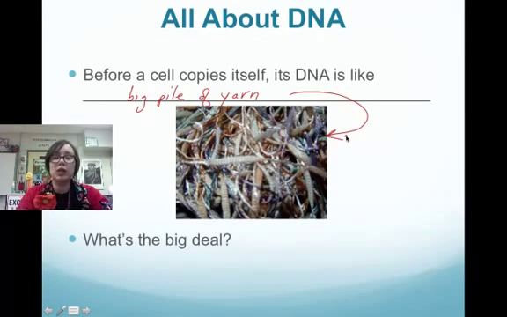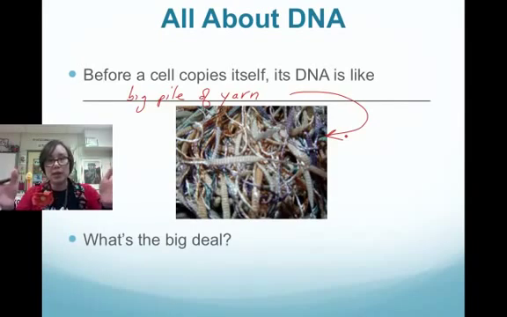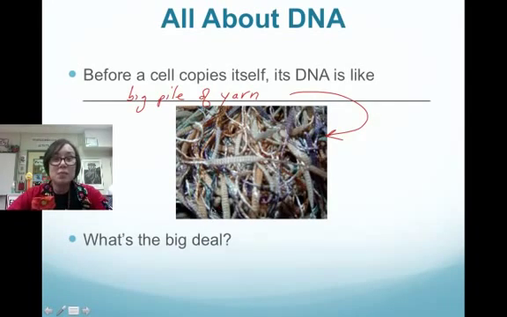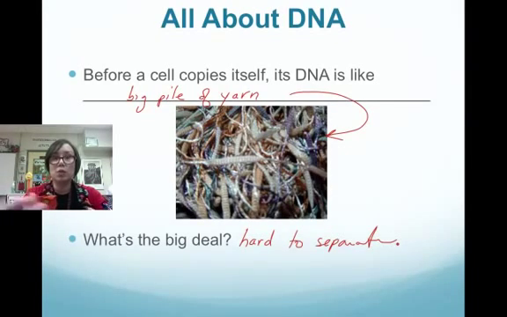Now the problem with this is that if the cell needs to divide, it has to be able to precisely or exactly separate the DNA so we know exactly how much DNA is going to one cell and how much is going to the other. So what's the big deal, or what's the problem with having a big pile of yarn? It's hard to separate, right? And we need to be able to precisely or exactly separate our DNA as we are making new cells, because we want those cells to be genetically identical to one another.